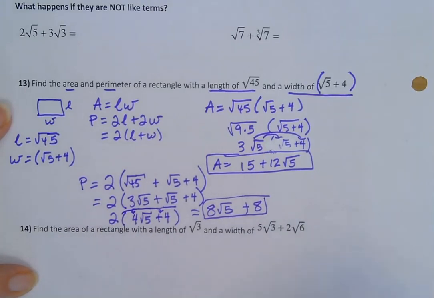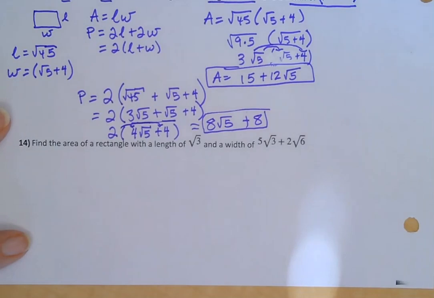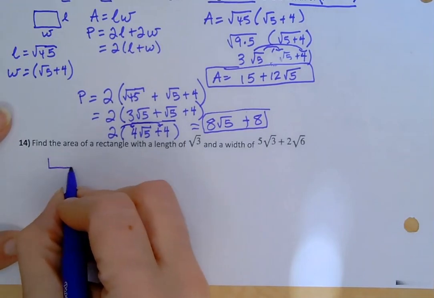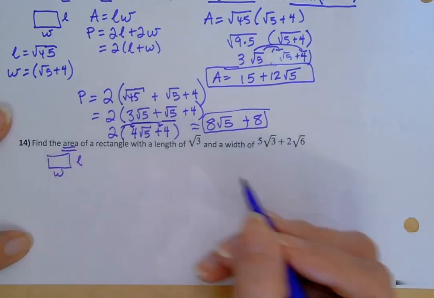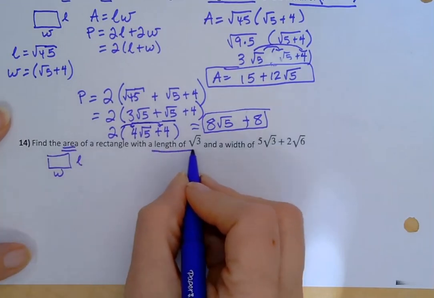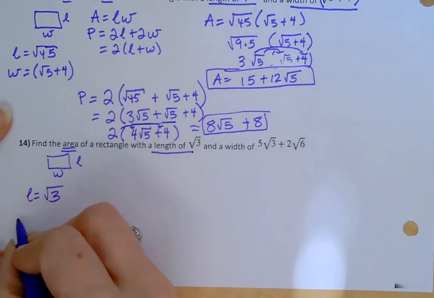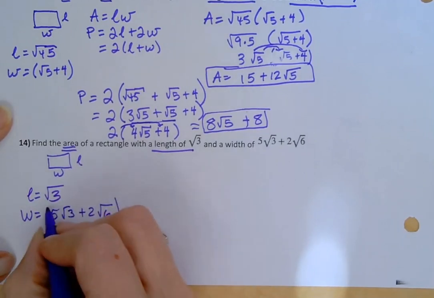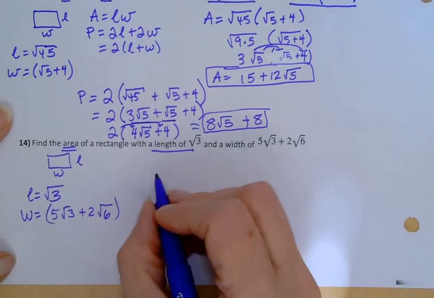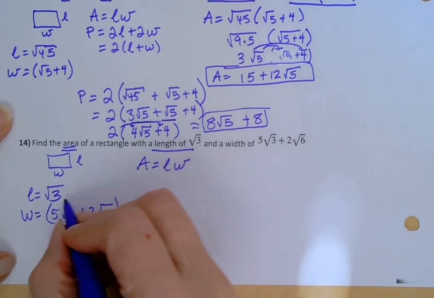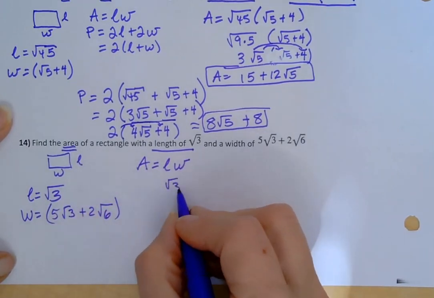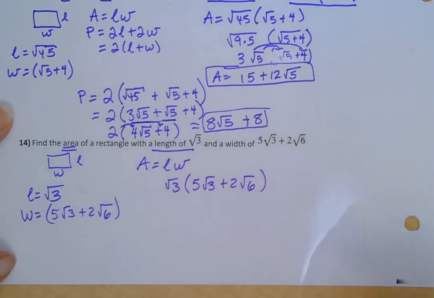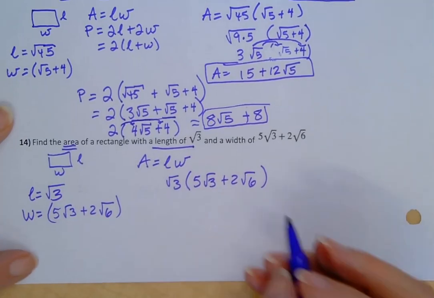Okay. All right, now finding the area of a rectangle with a length of square root of 3, excuse me, and a width of all that. Again, I've got my little rectangle. Okay, it just wants me to find area. So it tells me length is square root of 3, and it tells me width is 5 roots of 3 plus 2 roots of 6. I'm putting that in parentheses just so I can keep track of things, okay? We know area equals length times width, so I'm going to write that down. Length is square root of 3 times width, 5 roots of 3 plus 2 roots of 6. Okay, length times width. That's all I've got.